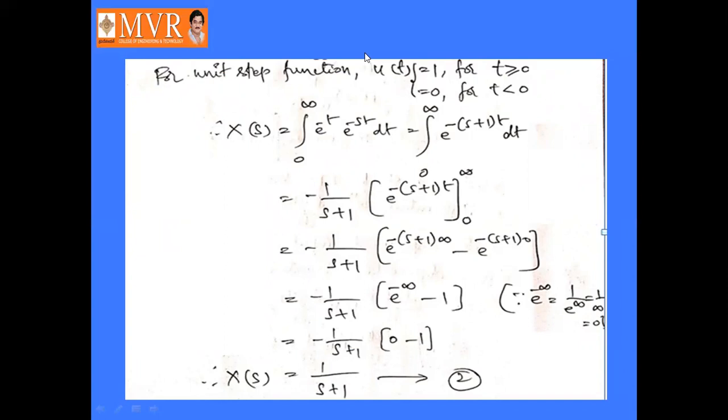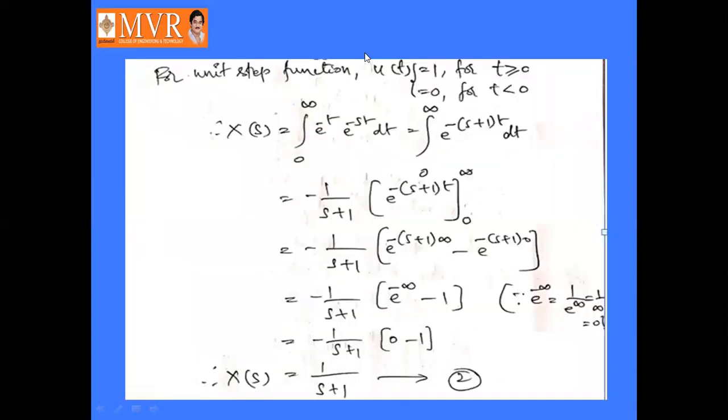So what is x of s? X of s is nothing but the Laplace transform of the given function x of t. So x of s equal to integral, actually from minus infinity to infinity, but u of t is defined as 1 for t greater than or equal to 0. That's why here the limits will change from 0 to infinity. So integral 0 to infinity e power minus t into e power minus st dt.